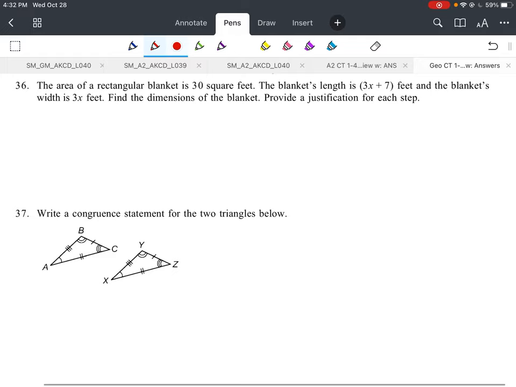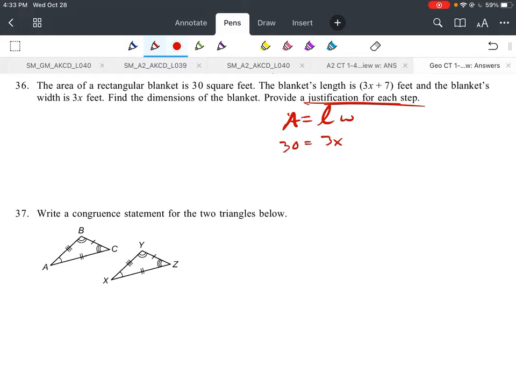Area of a regular blanket is 30 square feet. The blanket's length is that, and the width is that. So it's kind of like the other one. I'm going to kind of skip on. I'll just talk through the justifications here for you, but you know what to do. So it's going to be A equals length times width. Yeah, it's a lot like the other one. So this is 30 equals 3x plus 7 times 3x. And we'll just do 9x squared plus 21x equals 30. Subtract 30 from both sides, so 0 equals 9x squared plus 21x minus 30. So I just subtracted 30 from both sides.